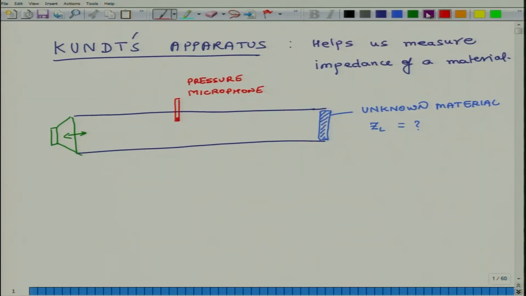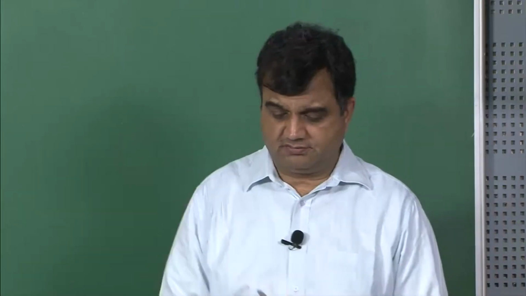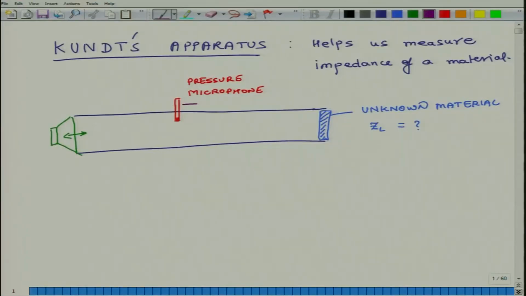and the tube is designed in such a way that there is a slot on its top surface. So, I can move this microphone at any location. That is why this method of measuring impedance of an unknown material is also known as the traveling microphone method, because I can move the location of the microphone at any point in the tube.